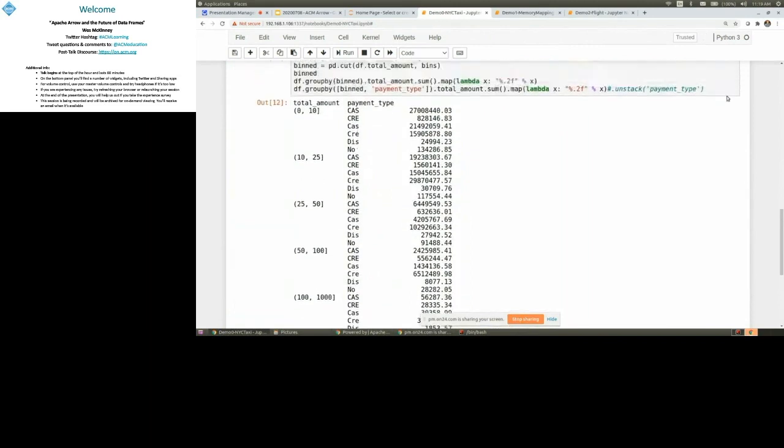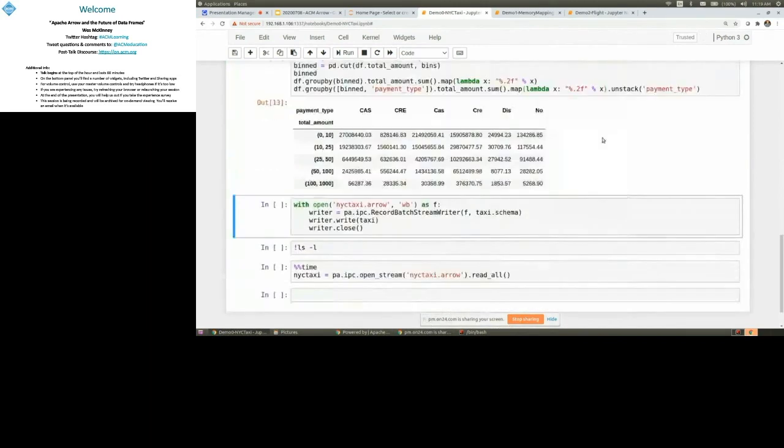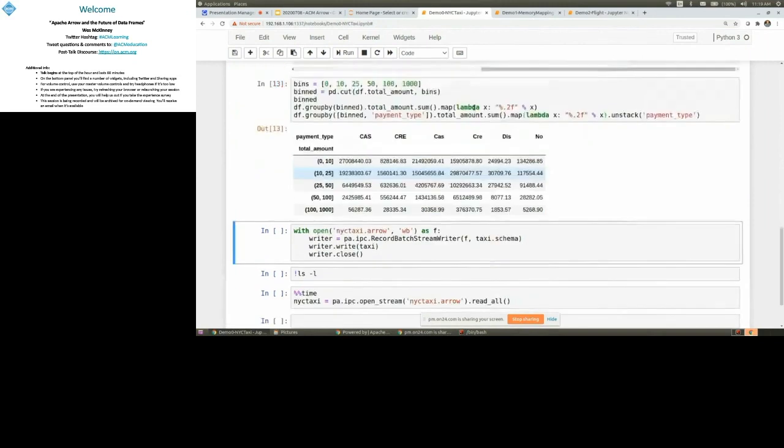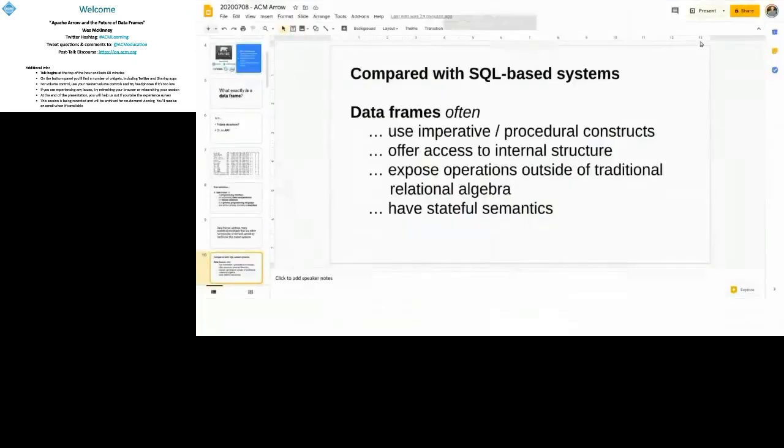So we'll look at that. And so now we have, so we grouped by bin and payment type, and then I'm going to pivot the data to make it a little bit more readable. And so now we have a table where the columns are the payment type and the rows are the bucket of the fares. And so from there we could make a plot or do whatever we like. So that's kind of a simple example of what DataFrame APIs look like.